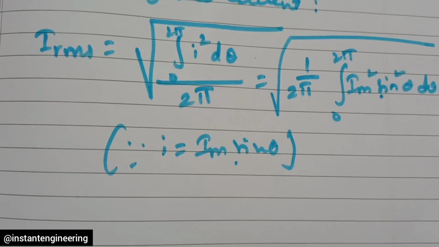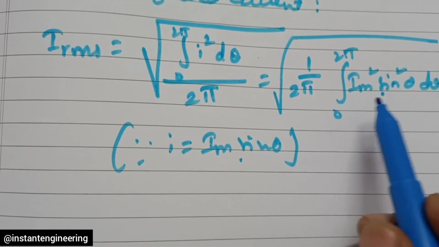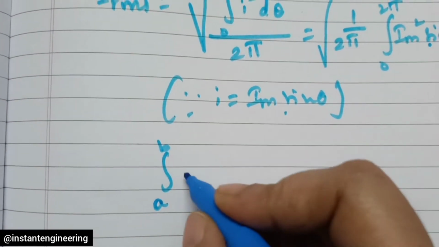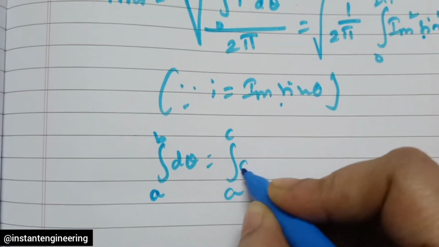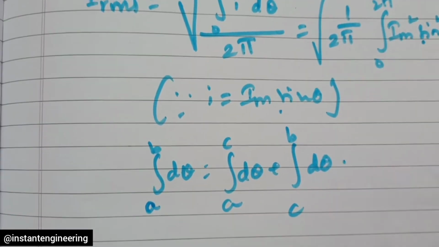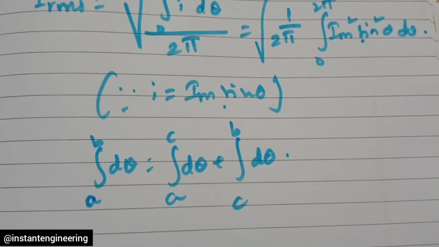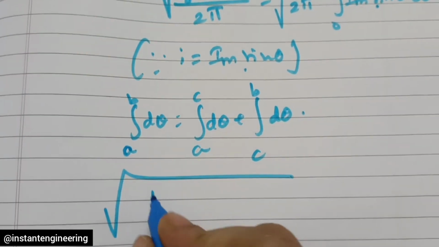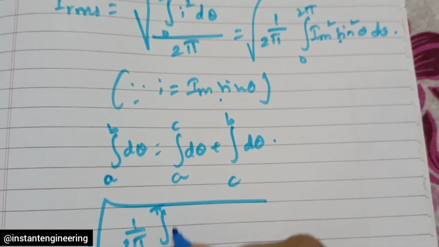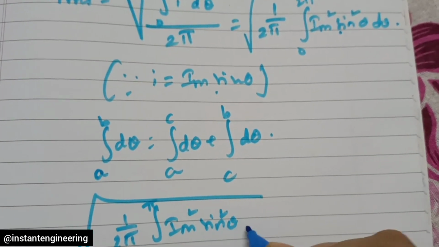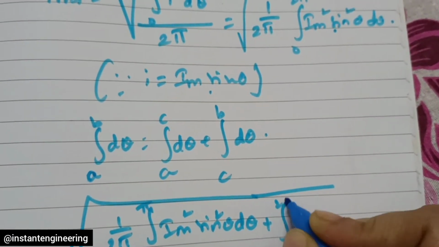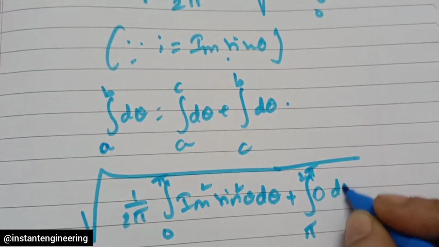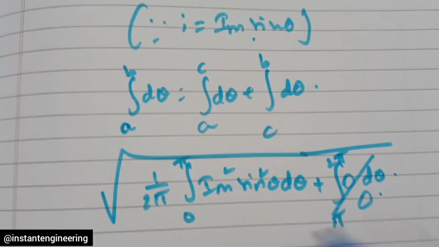After this, we can split the integral. For example, if there is an integral from a to b d theta, you can write it as a to c d theta plus c to b d theta. In a similar way, we can split this. So square root of 1 by 2 pi integration 0 to pi Im square sine square theta d theta plus pi to 2 pi. If you see in the graph, the value from pi to 2 pi is 0, so I'm directly writing 0. This whole value will be 0, so we only do it for the first part.